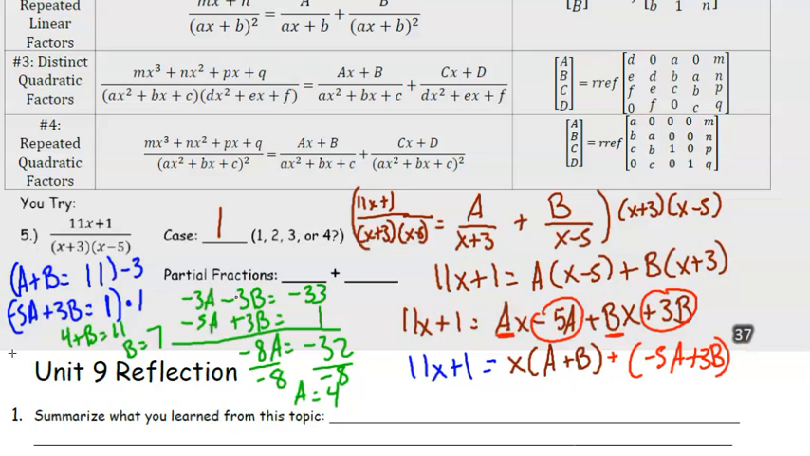So then we can write our final answer for partial fractions. So a is 4, so we have 4 over x plus 3 plus b, which is 7 over x minus 5. If you set these up using the least common multiple and combine like terms at the top, you should get what we started with.